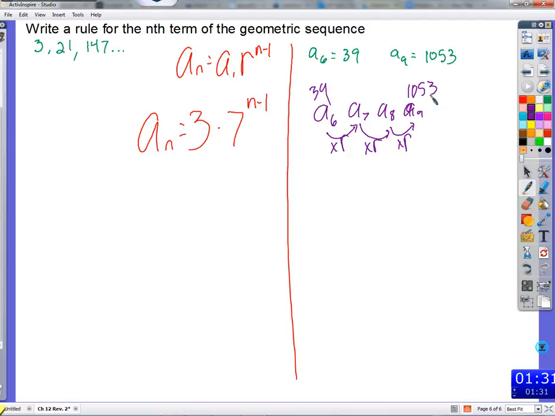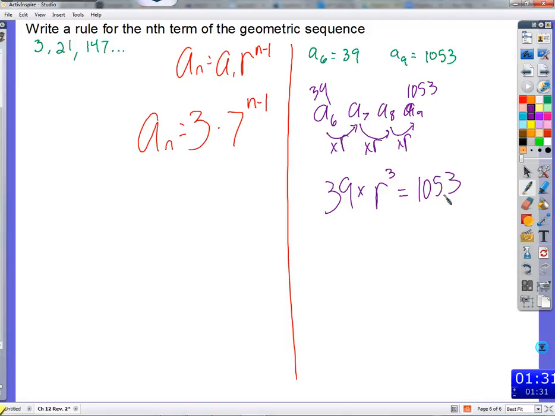39 plus 3... plus, we're adding, what are we doing? Multiplying. Oh, multiplying. R to the third. We're multiplying by R, by another R. When we multiply by 3 R's, that's R to the third. 39 times R cubed equals 1053. All right, now we see what we need to do to solve for R.